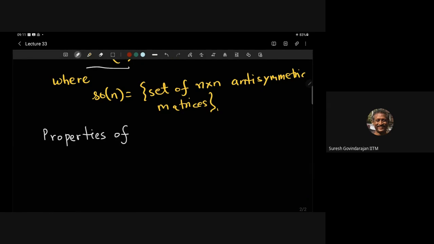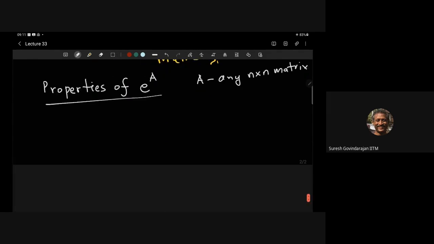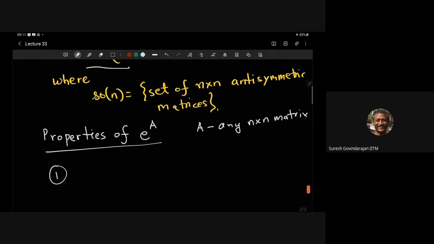e to the power A, where A is any matrix, not necessarily antisymmetric. I just want to write some properties. The first easy property: if you want to transpose e to the power A, that is equal to e to the power A transpose. Proving this is very, very simple.